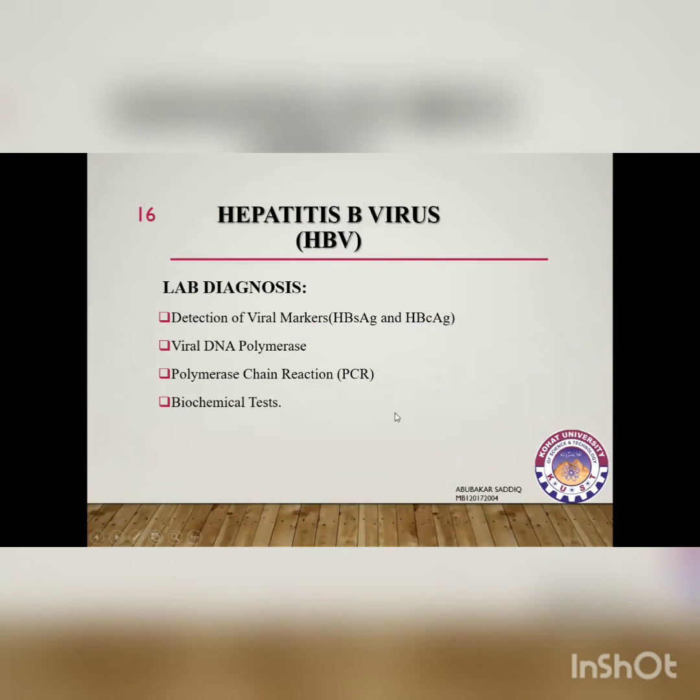Lab diagnosis. How can we identify or confirm the presence of HBV in a person? There are several methods. The first one is detection of the viral markers. The viral markers are the antigens, S antigen and C antigen, viral DNA polymerase, polymerase chain reaction, and biochemical tests. So by doing different types of biochemical tests, we can confirm the presence of the HBV virus.